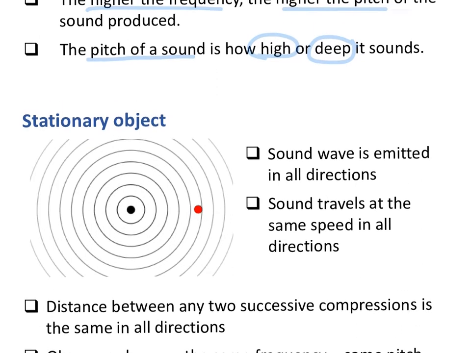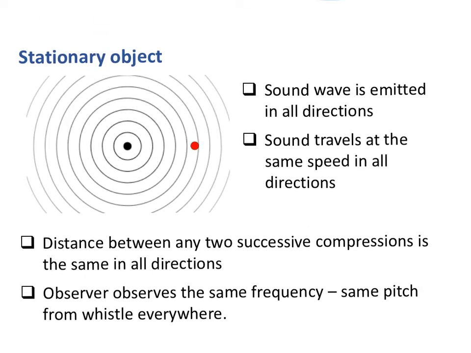So, if we consider a stationary object, in this case, this little red dot is my listener. The black dot is the source, whatever that source may be, an ambulance, a whistle, a train, an aeroplane, doesn't matter. When it emits sound, those sound waves travel out at regular intervals, because it has a regular frequency. Those intervals are the same everywhere, and sound is three-dimensional. So even though my listener is over here, the sound goes in all directions. What's important is that it travels at the same speed in all directions.